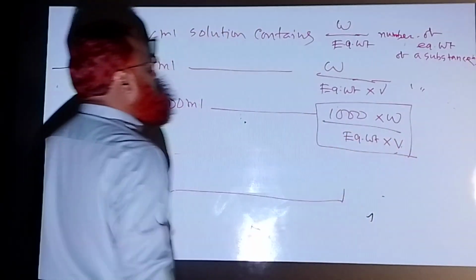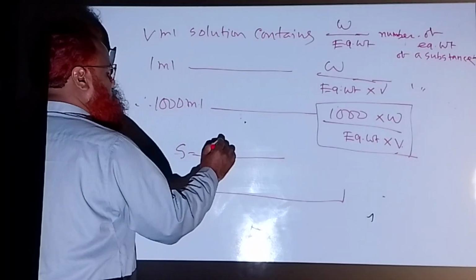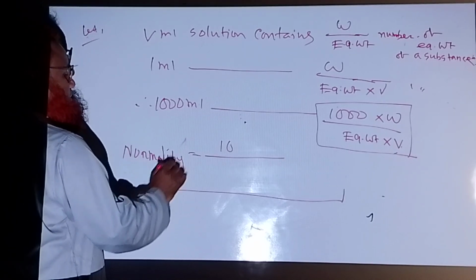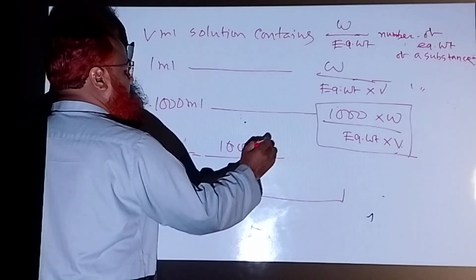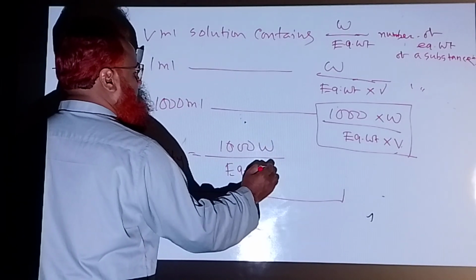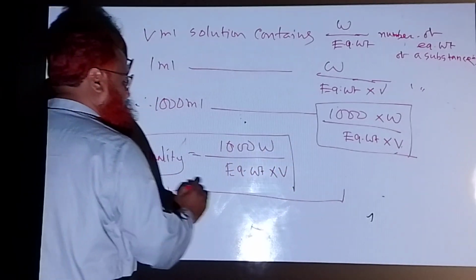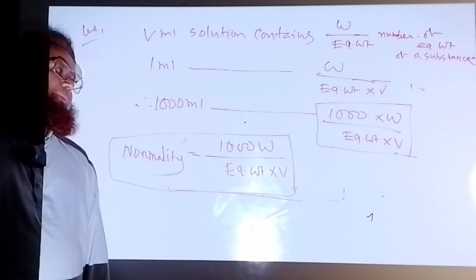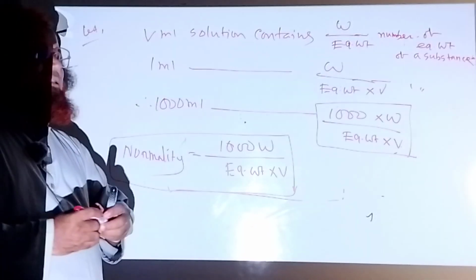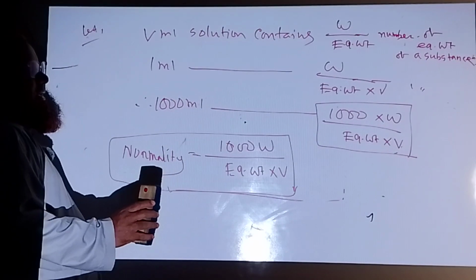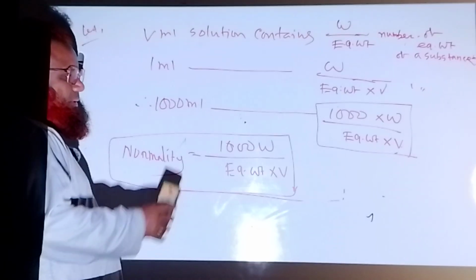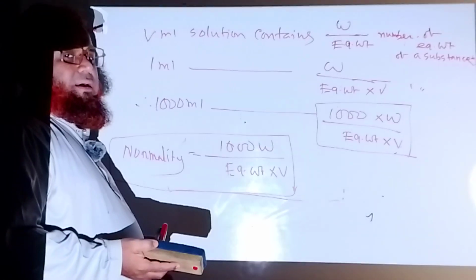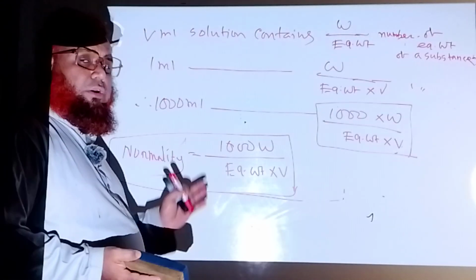Now, this is the formula derivation. Normality equals 1000 W divided by equivalent weight into V. So, this is another formula for your normality calculation. Okay. So, now finally, we will make a relationship between normality and molarity, then we will end this lecture. Then in lecture 3 we will do more maths, mentioning all the formulas.